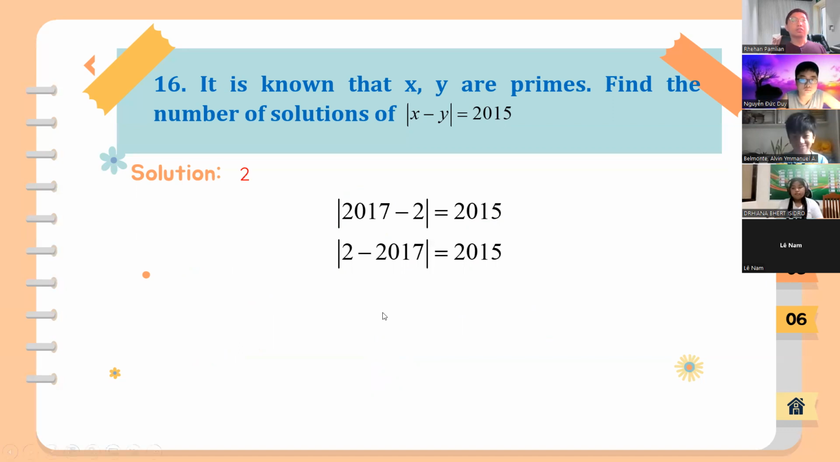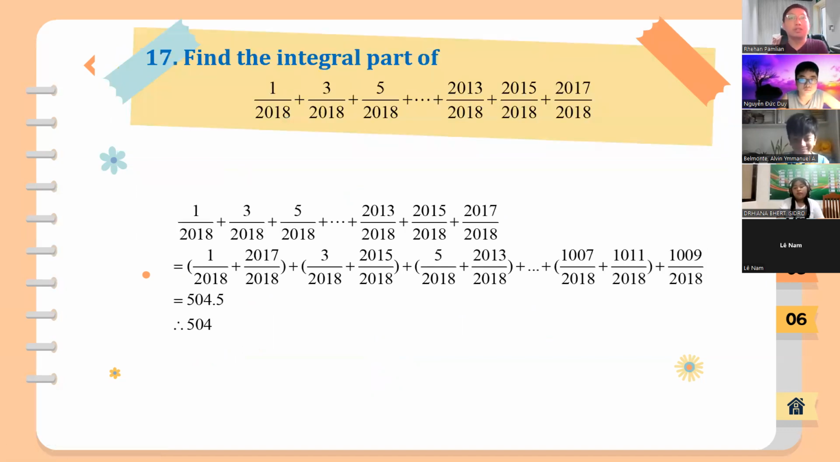Okay, good. So we proceed with number 17. Find the integral part of this expression. So what do you mean by integral part? So integral part is basically the integer part, okay? So the integral part is the integer part of this sum of fractions.